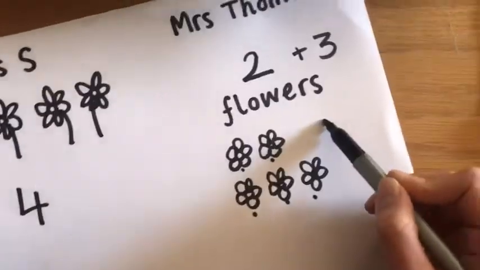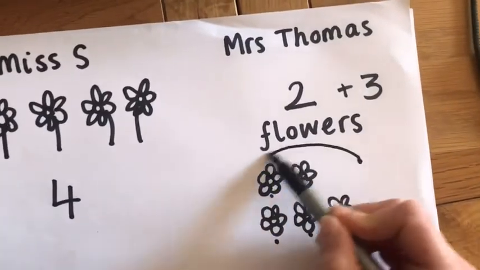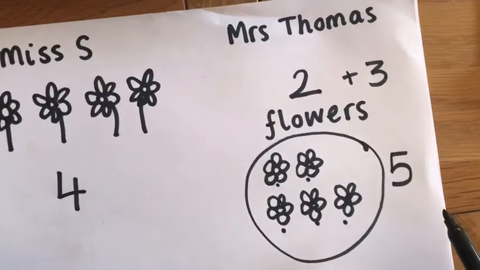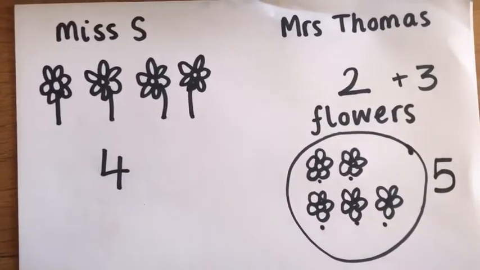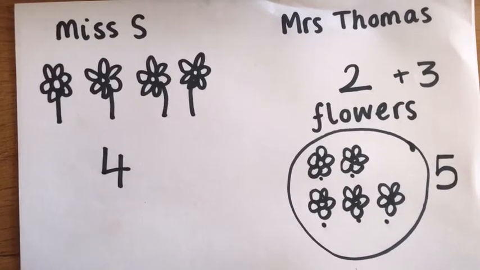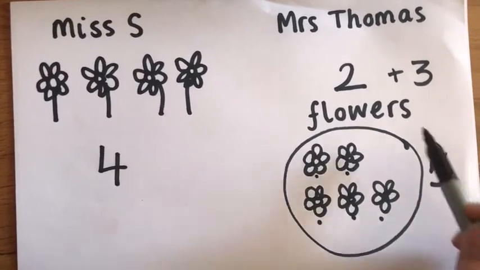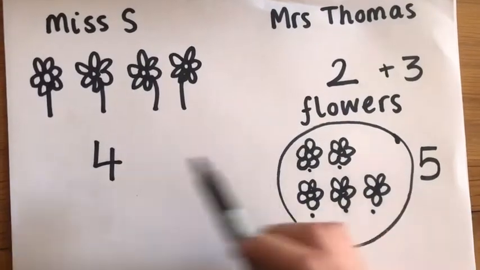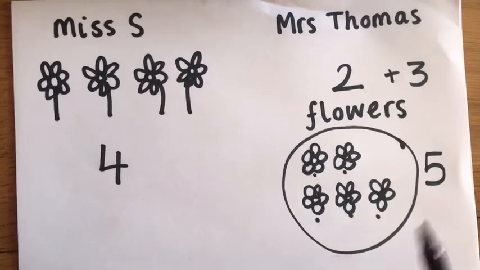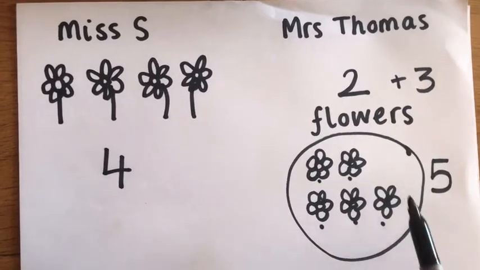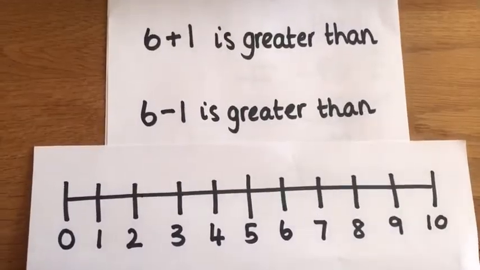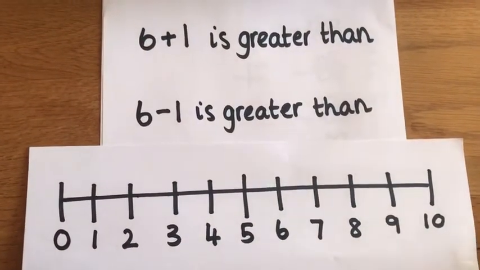So all together, Mrs. Thomas has 5 flowers and I have 4. Who has more flowers? Mrs. Thomas. Mrs. Thomas has 5. 5 is a greater number than 4. If we look at it on a number line, 5 comes after 4. 5 is a bigger number, so Mrs. Thomas has more flowers.